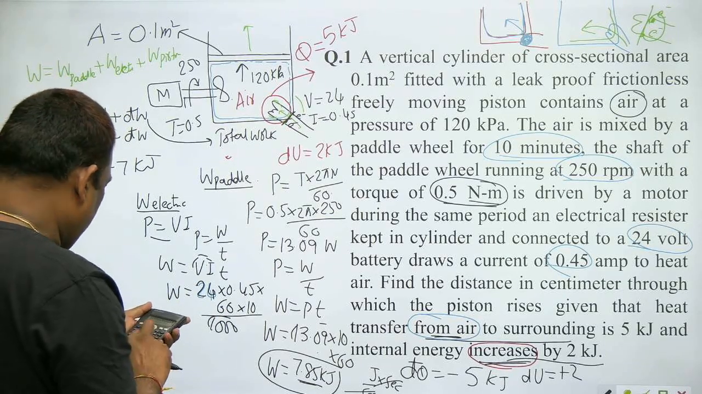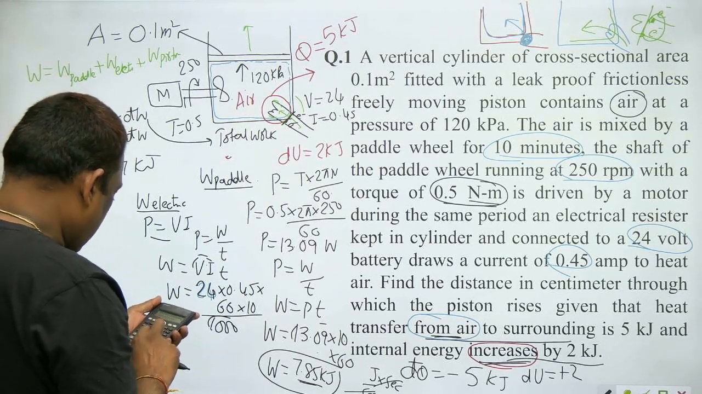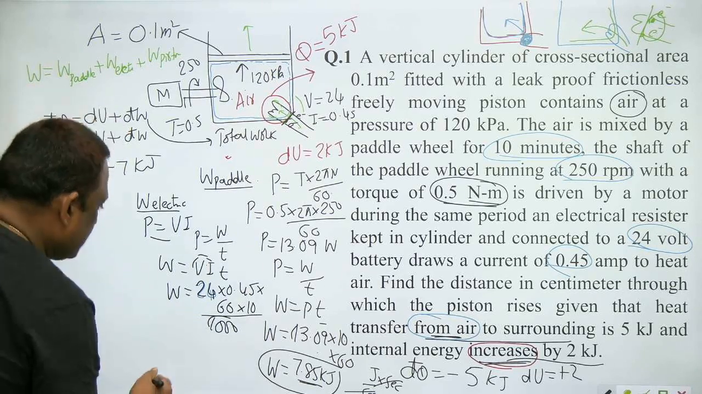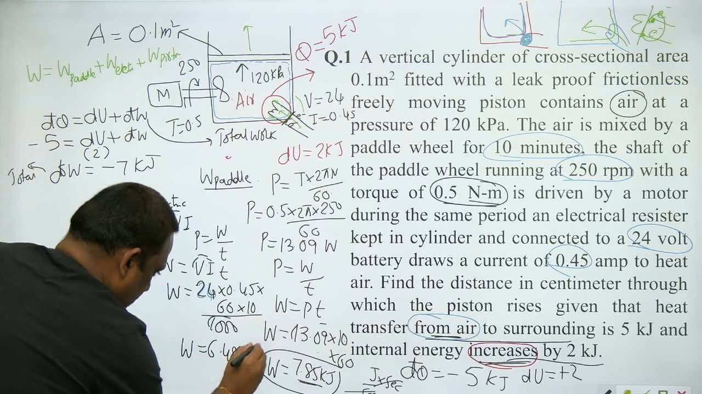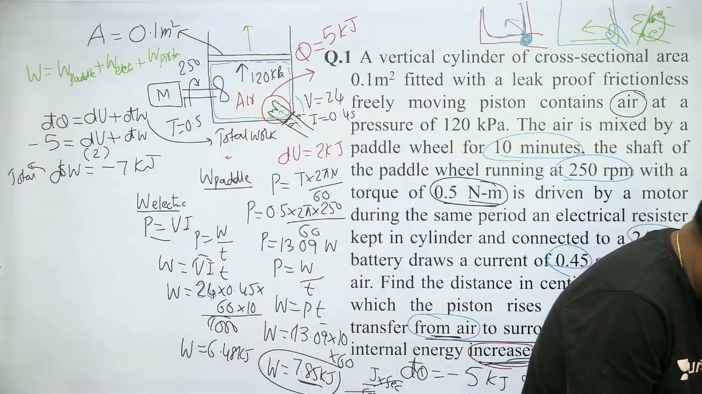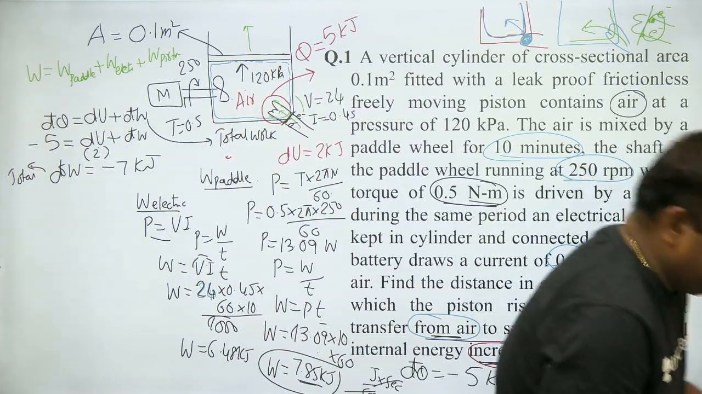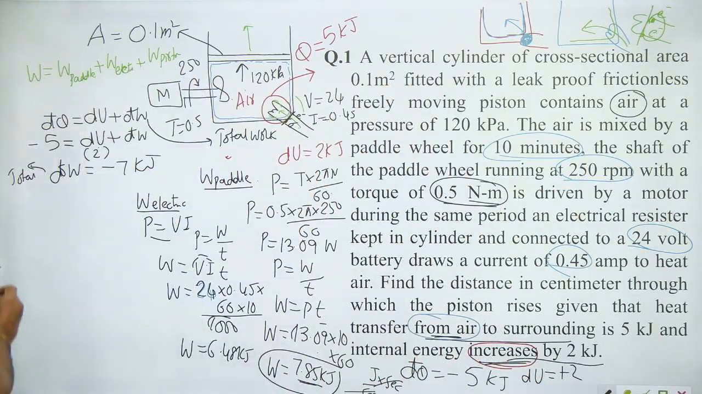Let me check. 24 into 0.45 into 0.6, this is 6.48 kilojoule. Awesome. Let me check whether we are on track or not. 6.48, absolutely right.